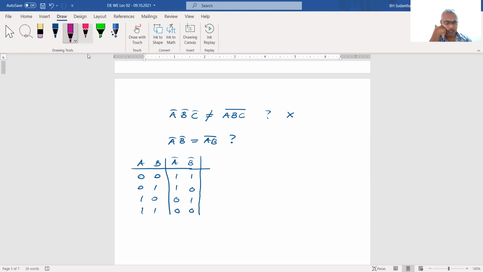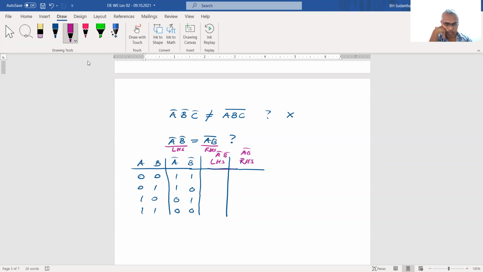Then we can make this one. This is our left-hand side, and we can make this equation. This is left-hand side one. And this is your right-hand side. This is A B bar. This one is A bar B bar, separately. Here, what is A bar B bar? This one, A bar B bar.